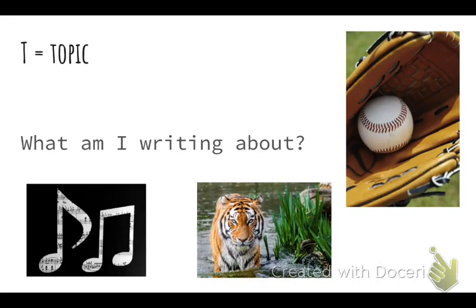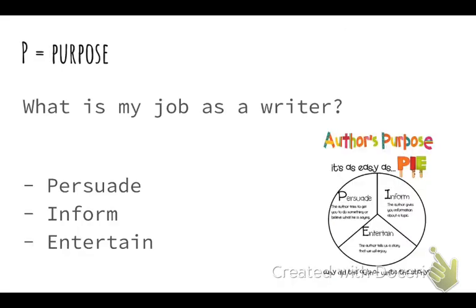T is topic. What am I writing about? P is the purpose. What is my job as a writer? Is my job to persuade you, to inform you, or to entertain you? If you notice on the right-hand side, author's purpose comes in a pie shape, if you think of it that way. So is my job to persuade you, try to convince you to do something, or am I trying to get you to believe the same way that I believe? Inform, am I giving you information about a topic? Or do I just want to entertain you, tell you a story?